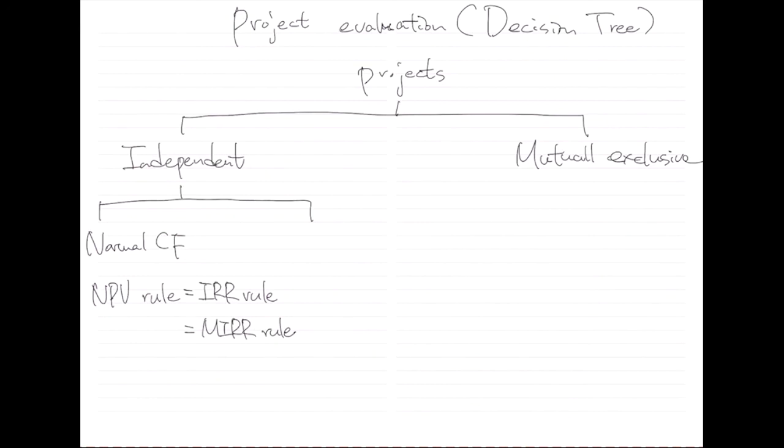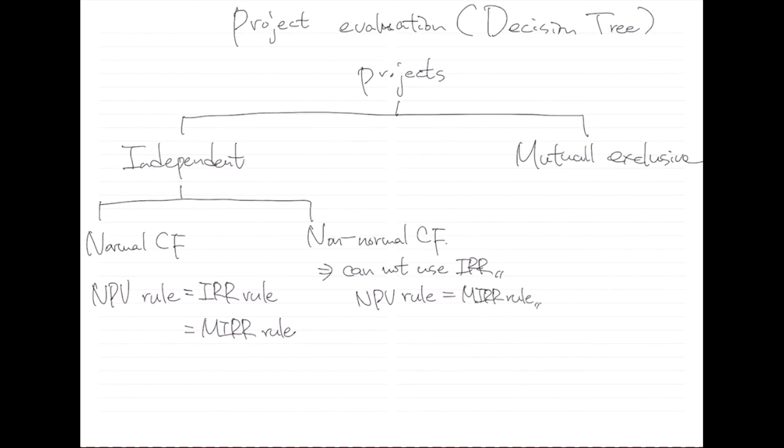And the second case is the non-normal cash flow case. In this case, what problem occurs? Yeah, multiple IRR. So we cannot use the IRR. Why? Yeah, there is more than one solution. So we should use MIRR. So the NPV rule is the same as the MIRR rule.